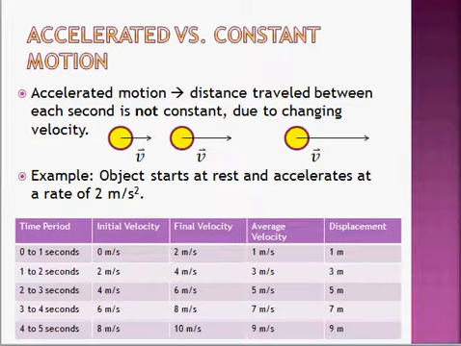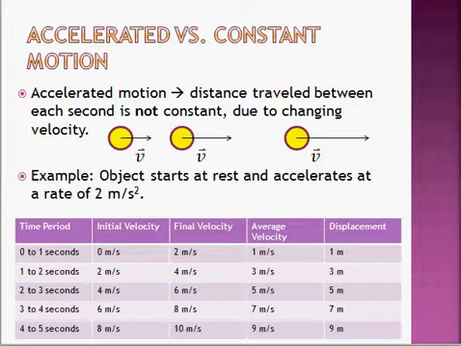If we take a look at our example here, it says the object starts at rest and accelerates at a rate of 2 meters per second squared. So every second, its velocity is going to increase by 2. So in that first time period, we start at 0, but we're going to end that time period at 2 meters per second. So from 0 to 2, the average velocity is 1 meter per second. And again, average velocity times time. Hey, we traveled 1 meter of displacement. From 1 to 2 seconds, we would now start at 2 meters per second. Add in our acceleration, we end at 4. That means our average velocity is 3 meters per second, and now we travel 3 meters.